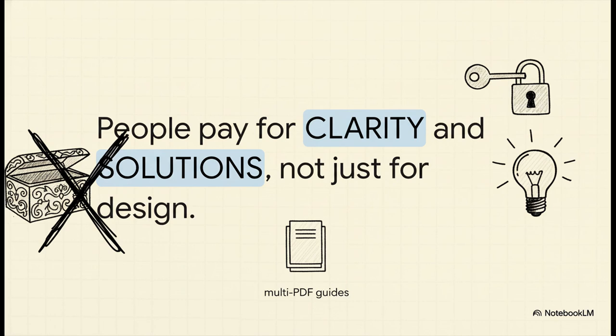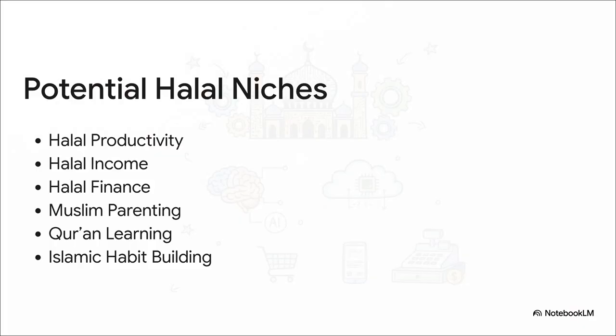You know, that's why the most successful products out there aren't just a single document. They're often a complete guide, maybe made up of 6 or 7 PDFs that offers a total solution to a specific issue. And the great thing is you can apply this model to pretty much any niche where people need help. Think about it. Halal productivity, halal income, halal finance, Muslim parenting, helping people learn the Quran, or building Islamic habits. The list goes on.